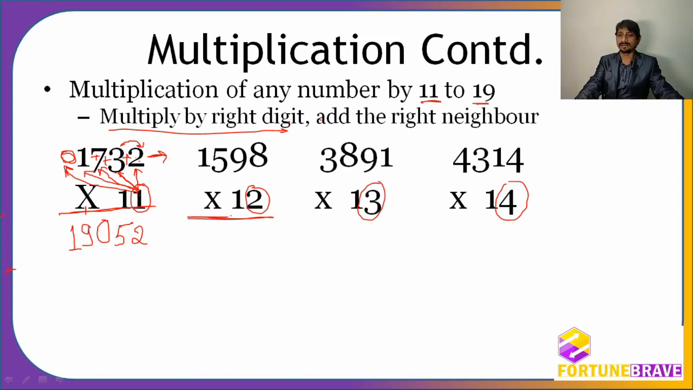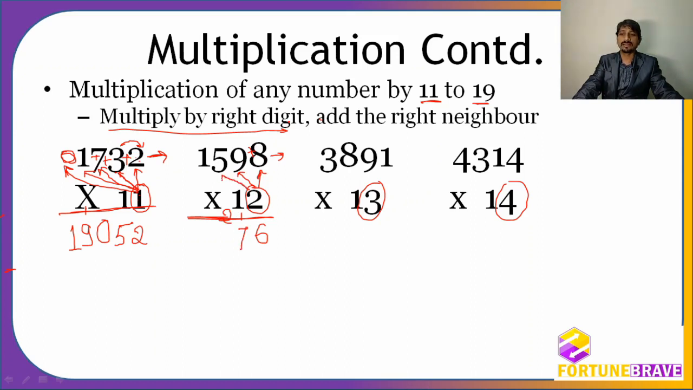Is that clear? Okay. Now 2 into 8 I am going to do. I multiply by the right digit. What will I get? 16. Anything to add here? Nothing to add. So I'll write 6, and 1 as carry. Now 2 into 9 is 18, plus we have to add the right neighbor. Everywhere the same thing. So 18 plus 8 is 26, plus 1 is 27. So 2 will be carry.